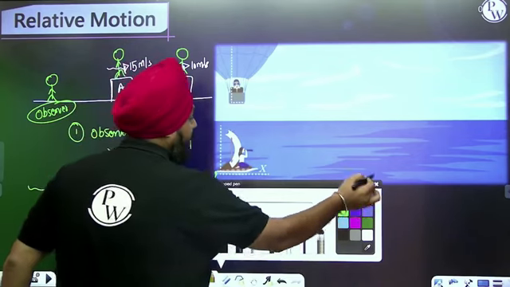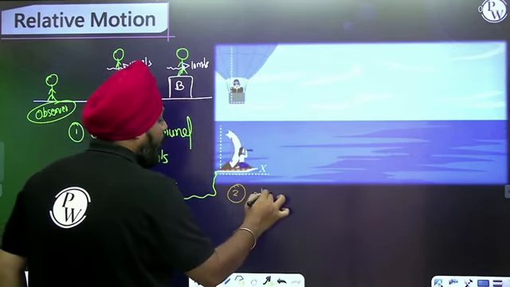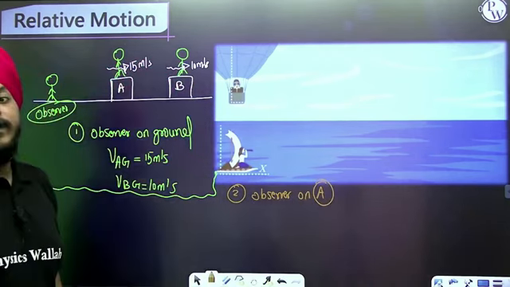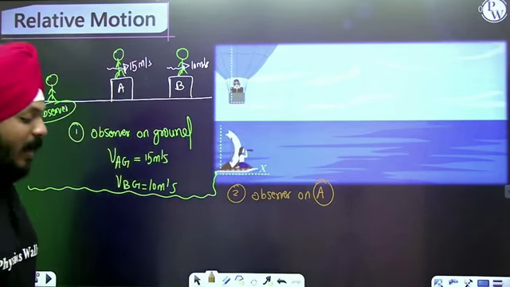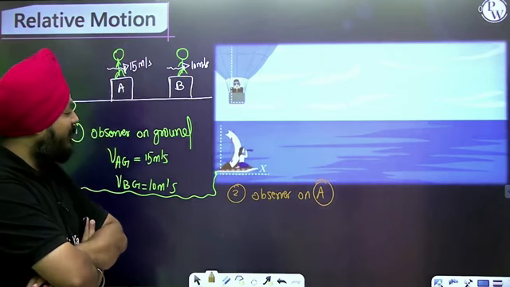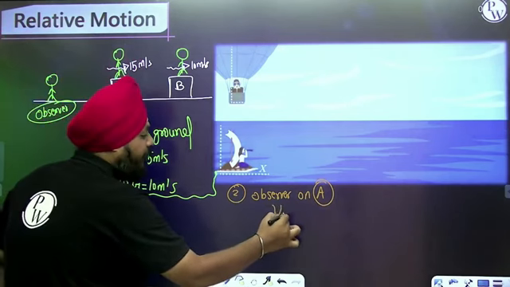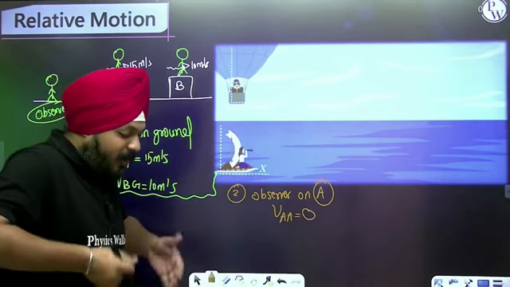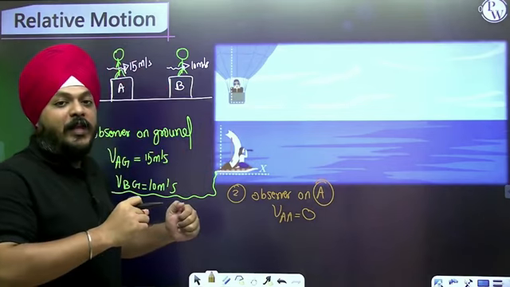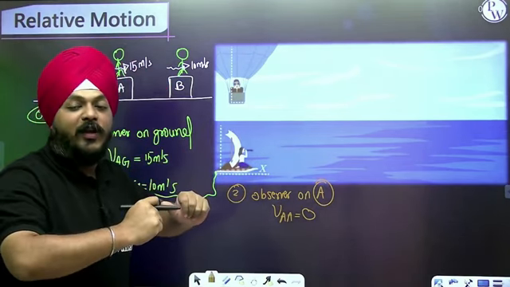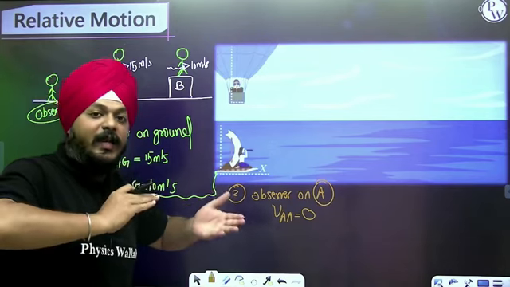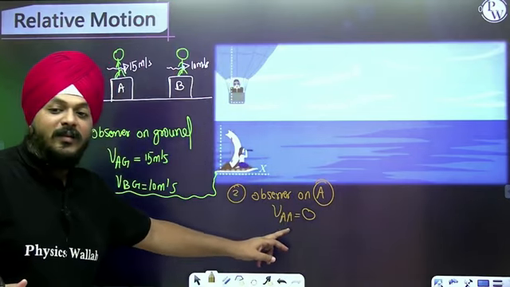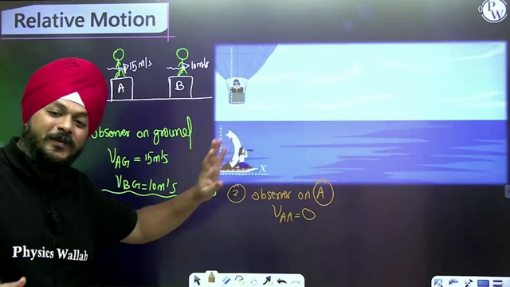Let's take the observer on A. Now the observer is on A. What is the velocity of A with respect to A? 0. Why? The observer is on A. Car A is moving with 15 meters per second, and the observer is also moving at 15 meters per second. Relatively, they appear stationary with respect to each other. Velocity of A with respect to the observer is 0.